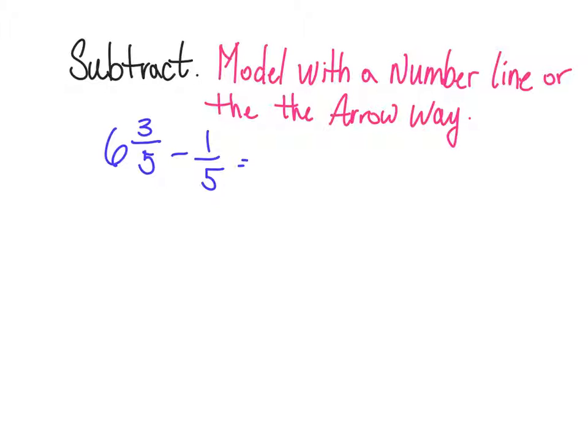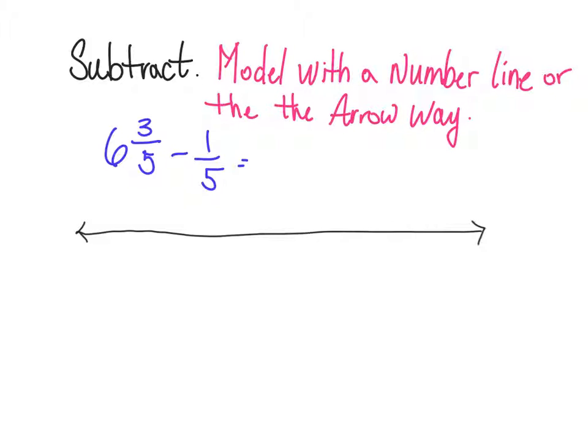All right, so guys, we can just see this and say 6 and 3/5 take away 1/5. Well, that means it's going to be 6 and 2/5. We could see that pretty easily by just looking at that problem. But we really need to understand how this looks, and we're going to use the number line to demonstrate that. So I'm going to create the number line.